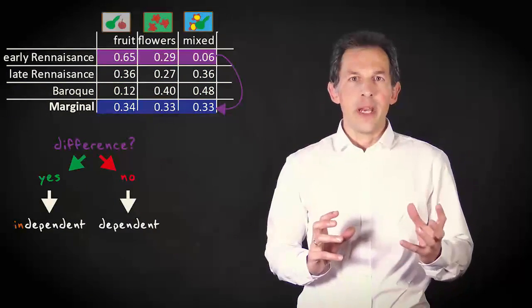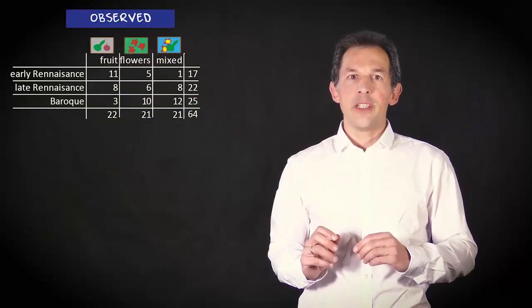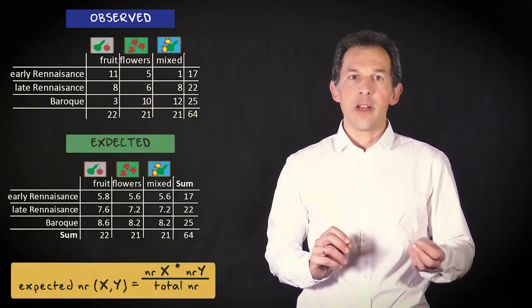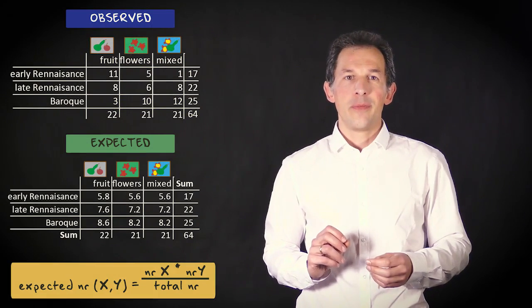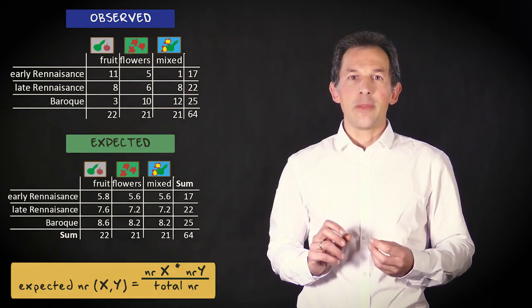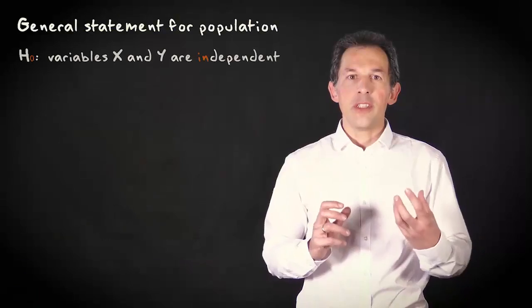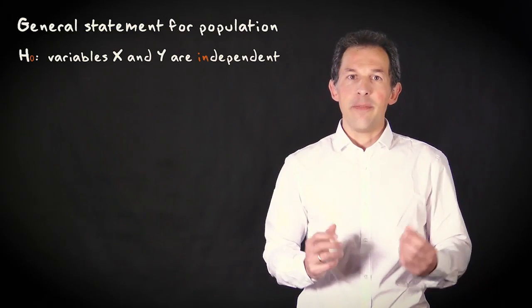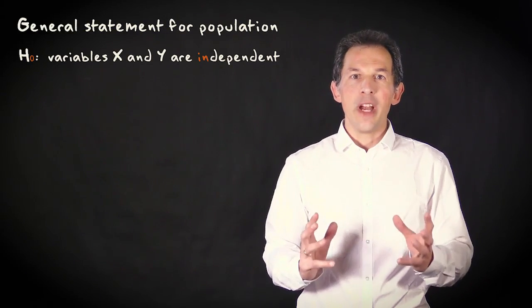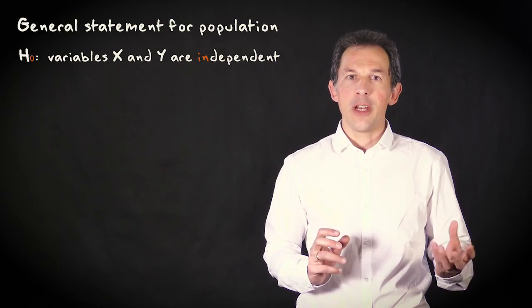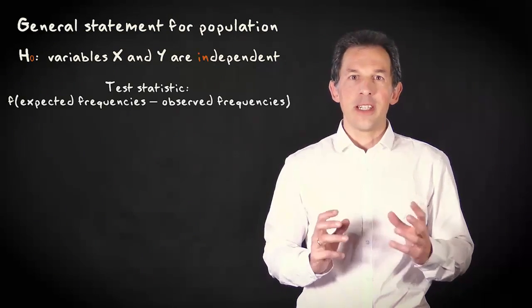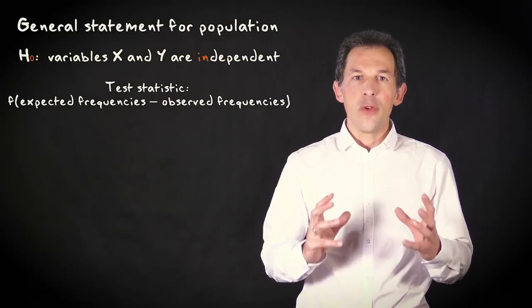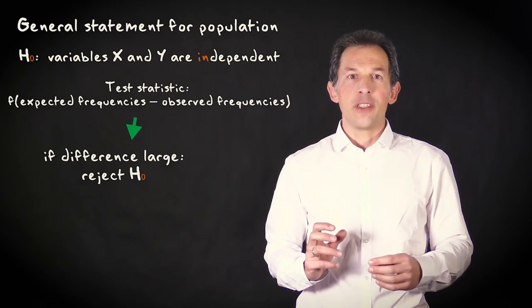The difference between conditional and marginal probabilities is an indication that the variables may be dependent. Another way to measure dependence is by comparing observed frequencies with those that are expected if the variables were independent. This result can be generalized by using a hypothesis test with as null hypothesis that the variables are independent. It would use the combined information on the differences between observed and expected frequencies as test statistic. And if this overall difference was big, the null hypothesis would be rejected.